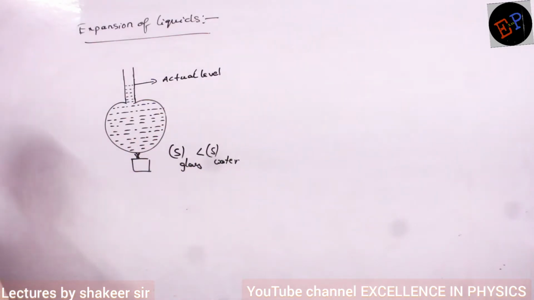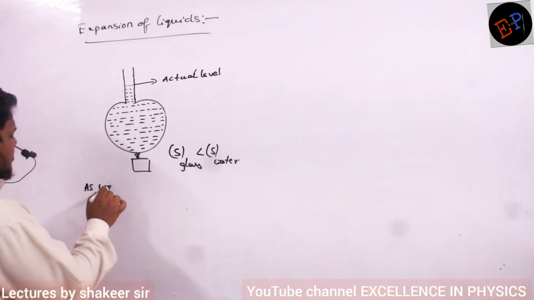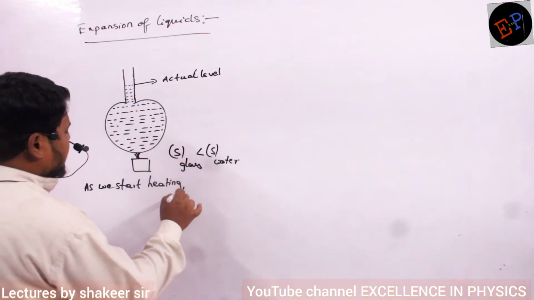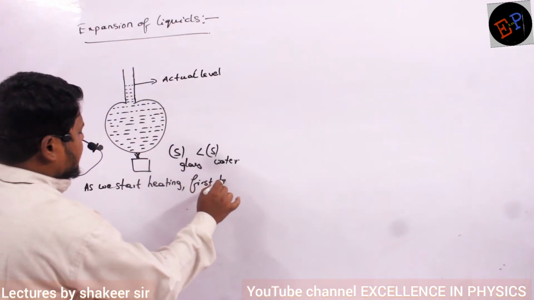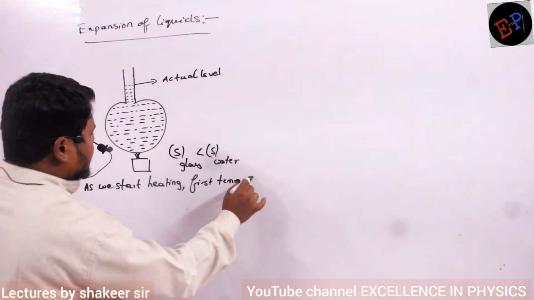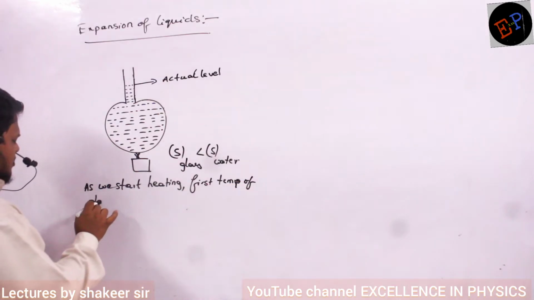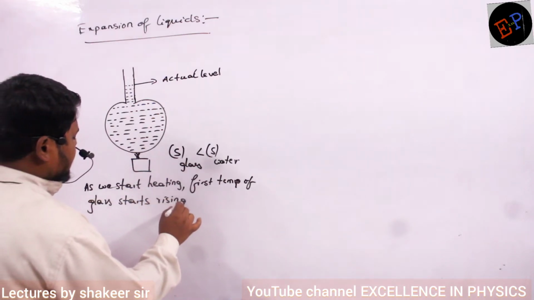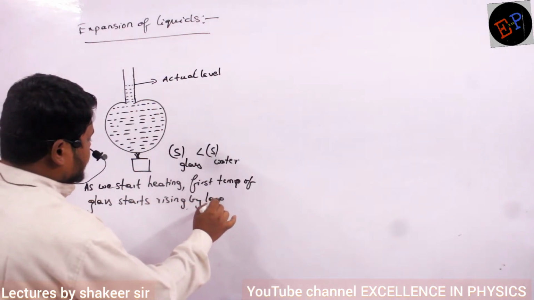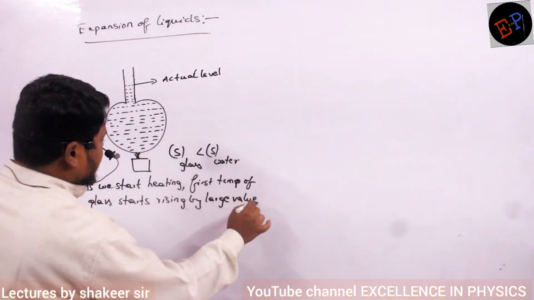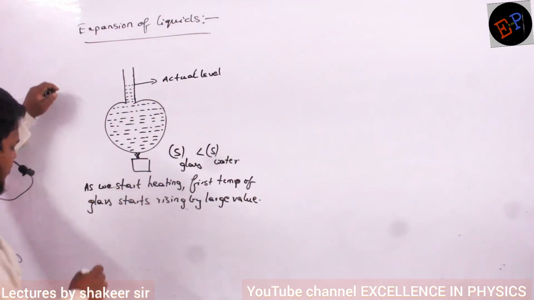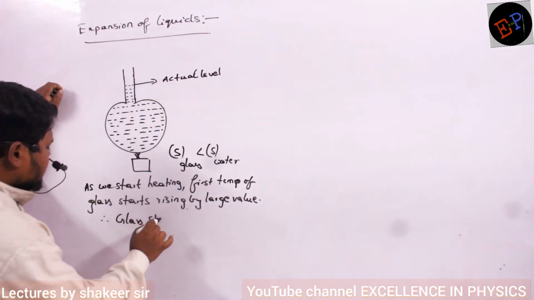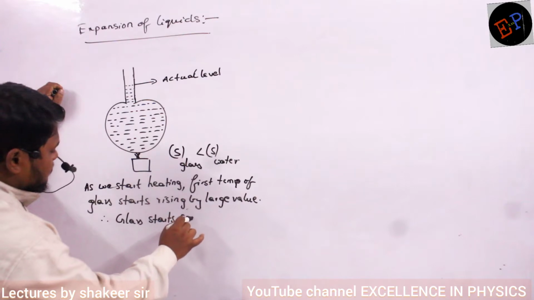So what is the first point we write? As we start heating, first of all, what happens? First, the temperature of glass starts rising by a large value. The temperature of glass increases by a large value. Therefore, what happens? Which one expands first? Therefore, glass starts expansion.